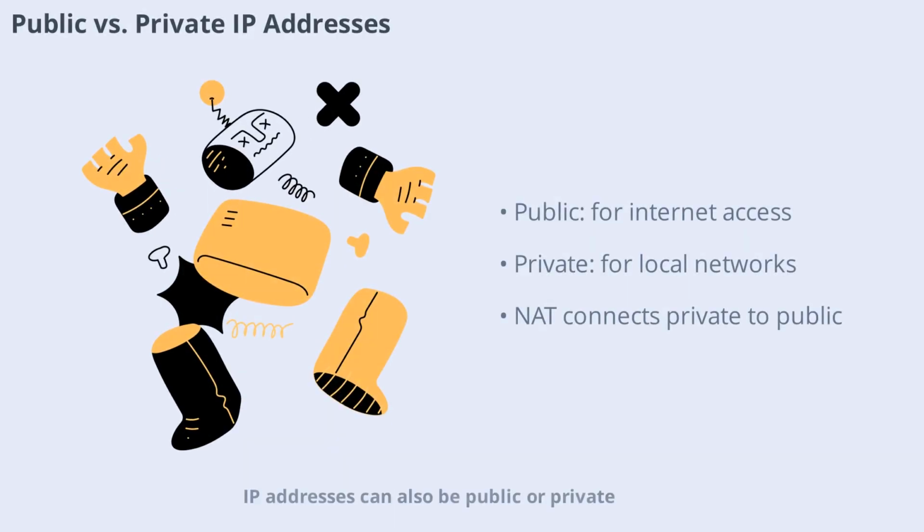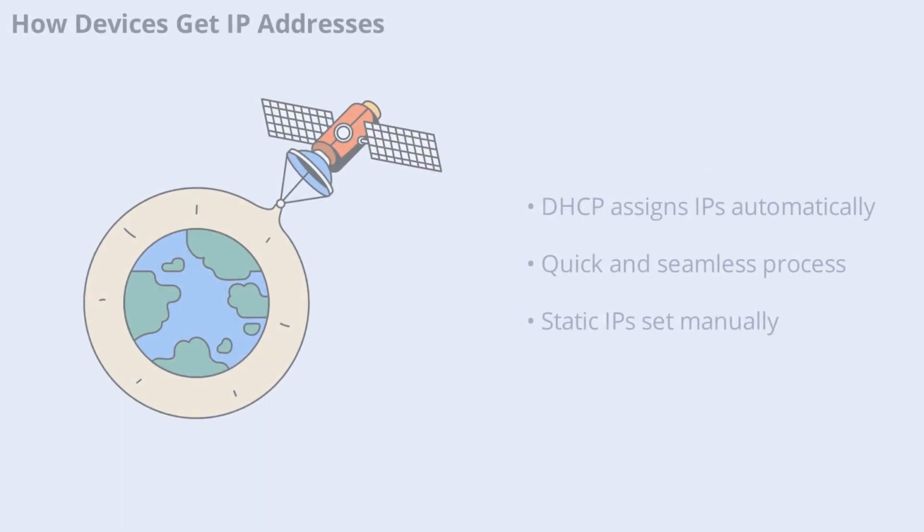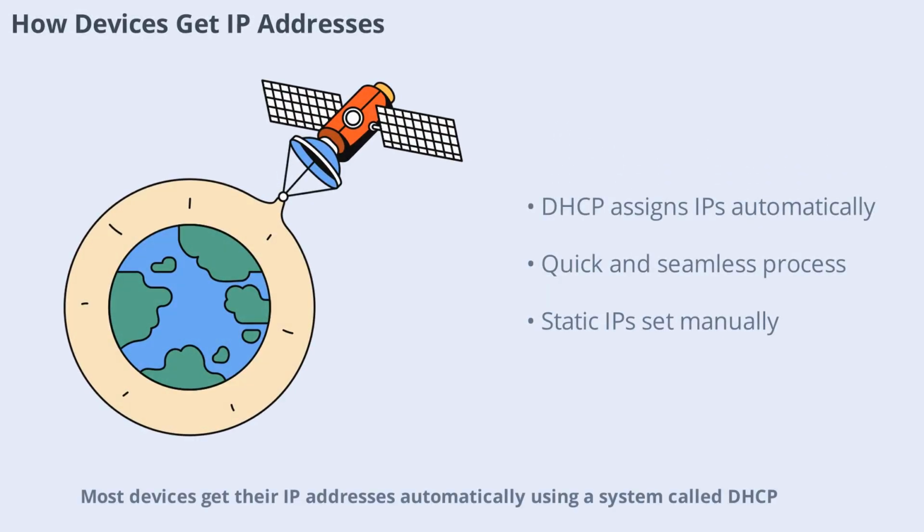IP addresses can also be public or private. Public IP addresses are used to identify devices on the wider internet, while private IP addresses are used within local networks like your home or office. Private addresses help keep your internal network secure and reduce the number of public IPs needed. Routers use a process called network address translation, NAT, to connect private networks to the internet using a single public IP address.